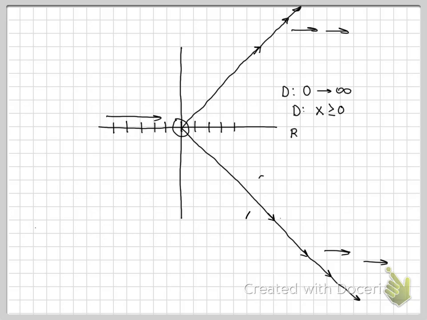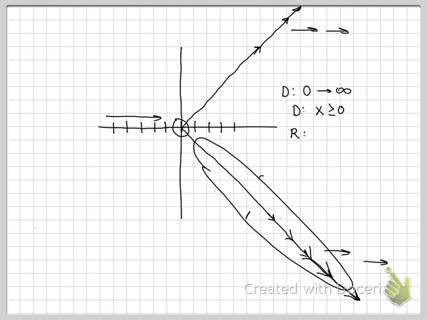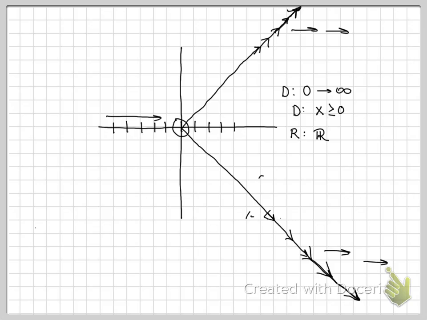Now the range, those are our y values from lowest to highest. Well, again, these arrows here indicate that this branch right here is going to go down forever into negative infinity, and this other branch here is going to go up forever to positive infinity. So the range coming in from negative infinity all the way to positive infinity is all real numbers. Okay?